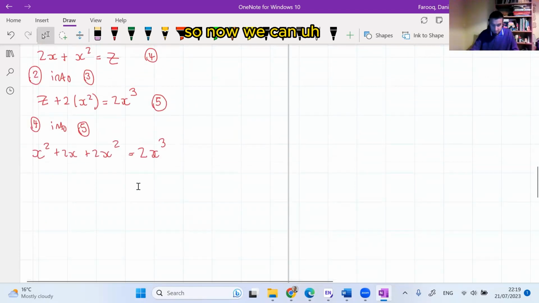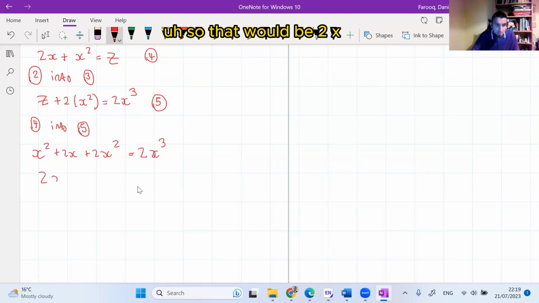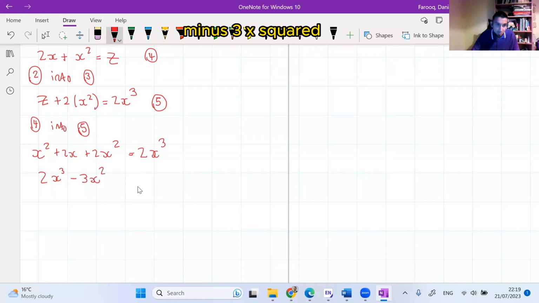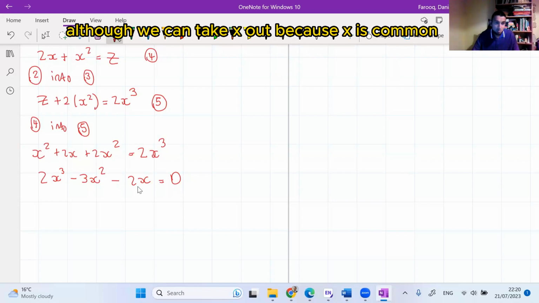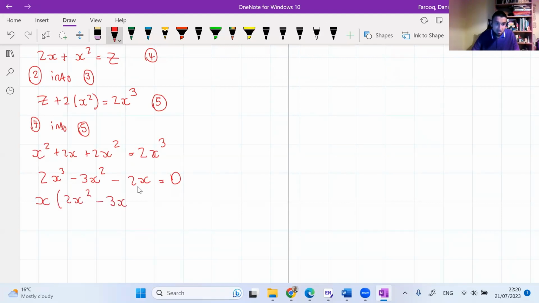So now we can set it equal to 0 as we know. So that will be 2x cubed. Move all that to the other side. x squared plus 2x squared is 3x squared. That will become minus 3x squared once it goes to the other side, minus 2x equals 0. Now this is a cubic, although we can take x out because x is common. So that would be x, 2x squared minus 3x minus 2 equals 0.